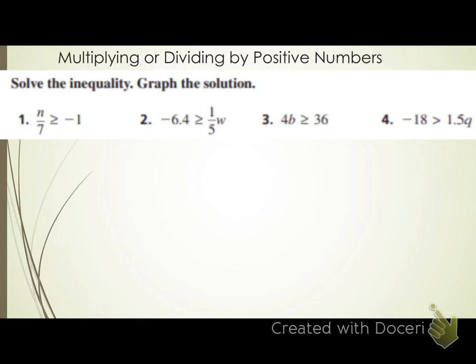Number 1. n over 7 is greater than or equal to negative 1. How would I get n by itself here? Multiply by 7 on both sides, because n is being divided by 7. Negative 1 times 7 is negative 7. Symbol, flip, or stay? Stay. Both sides got multiplied by a positive, so it's staying the same.